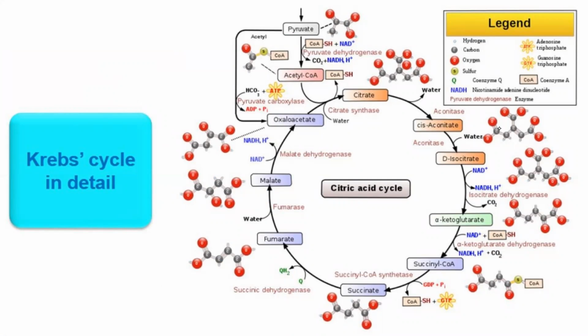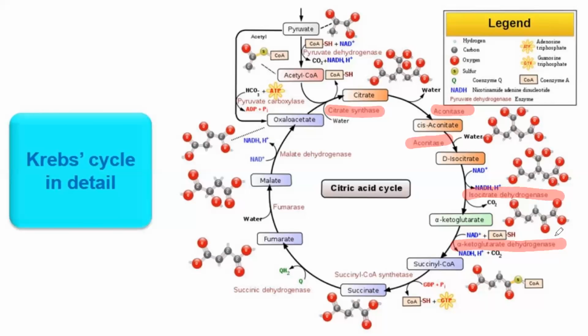Here on your screen, you can see the Krebs cycle in detail along with the enzymes. So we will concentrate here on the enzymes. In the first reaction, the enzyme involved is citrate synthetase. In the second, it is aconitase. When isocitrate converts into alpha ketoglutarate, the enzyme involved is isocitrate dehydrogenase. The conversion of alpha ketoglutarate to succinyl-CoA is done by alpha ketoglutarate dehydrogenase.